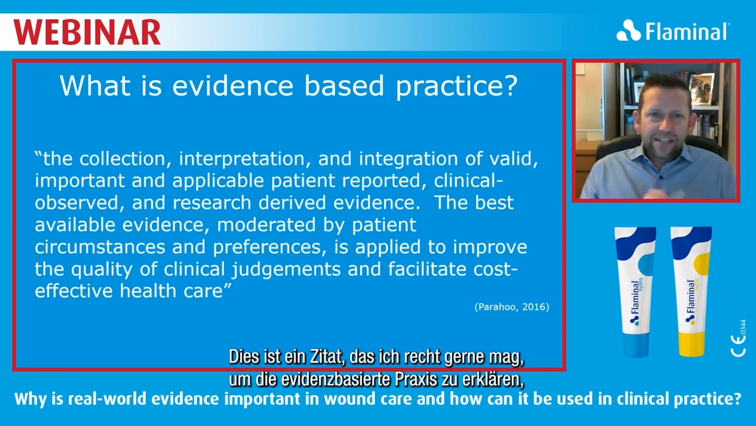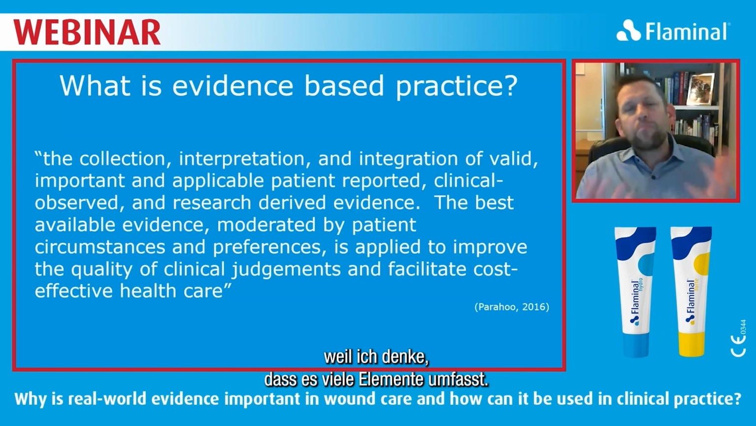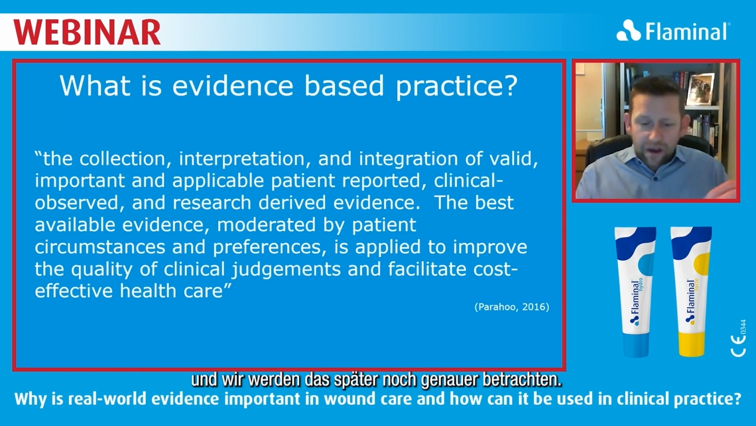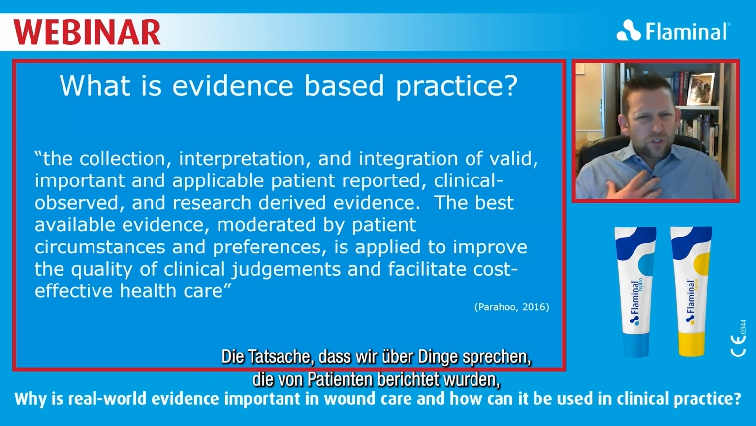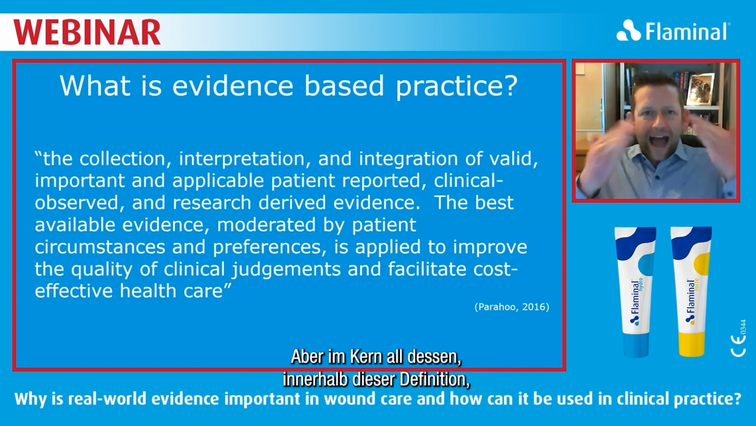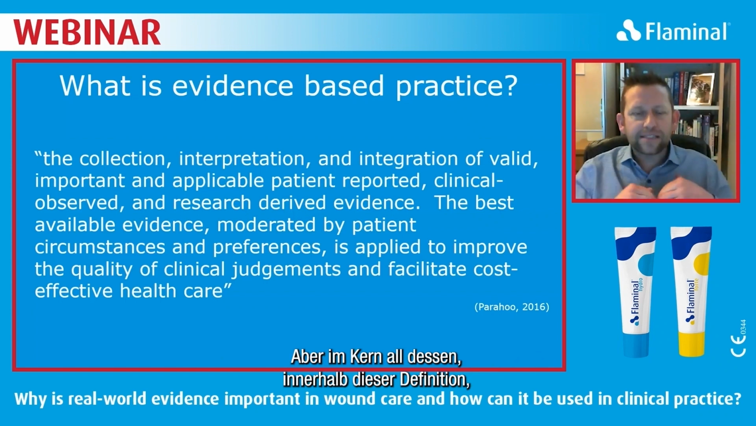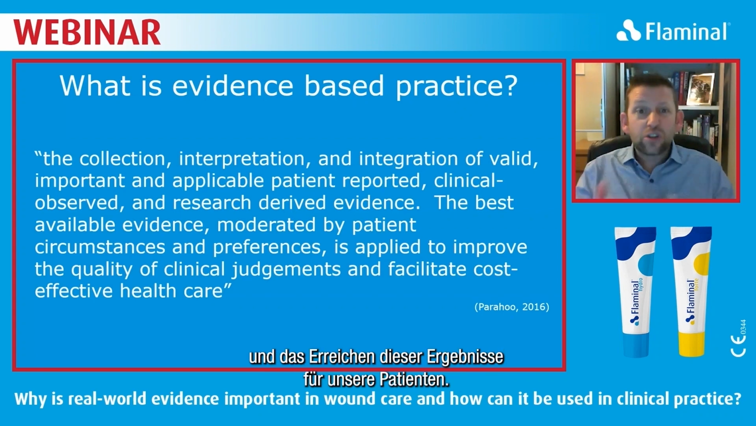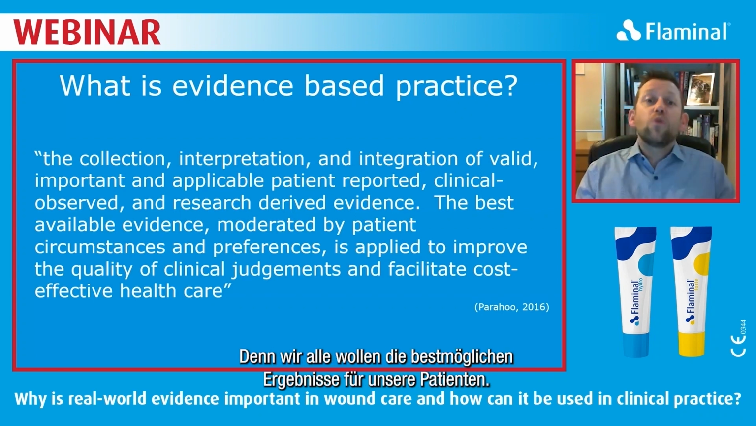So this is a quote that I quite like explaining evidence-based practice because I think it encompasses a lot of elements. The important things to me here are around this collection and interpretation of data, and we'll cover a wee bit of that later. The fact that we're talking about things that are patient-reported, clinically observed, and research-focused. These are all really important. But actually, at the core of all that, within this definition, we also talk about the quality of clinical judgment and producing those outcomes for our patients, because we all want the best possible outcomes for our patients.